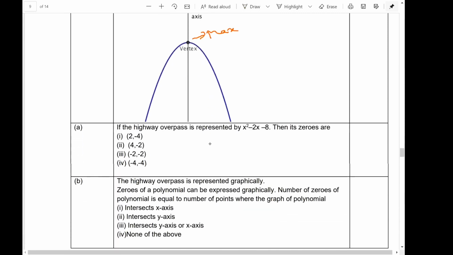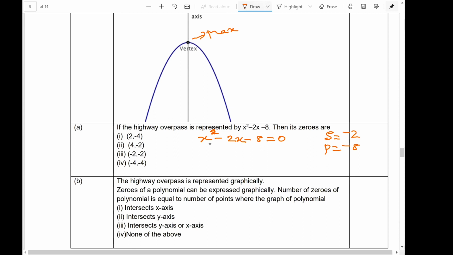If the highway overpass is represented by x square minus 2x minus 8, then its zeros are. It's very easy. We have to equate it to 0, the usual method of finding the zeros of a quadratic polynomial. That is x square minus 2x minus 8 is equal to 0, which means sum of zeros is minus 2 and product of zeros is minus 8.